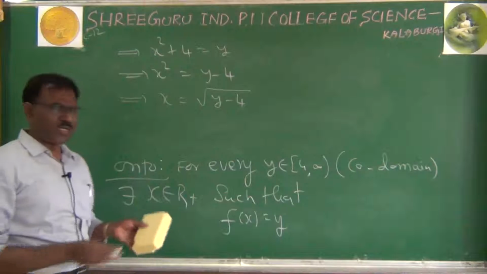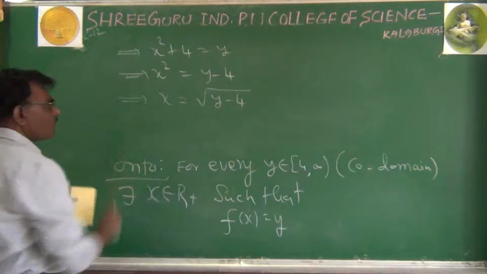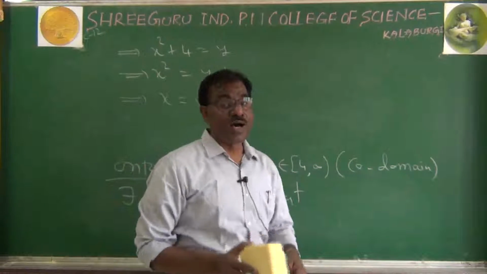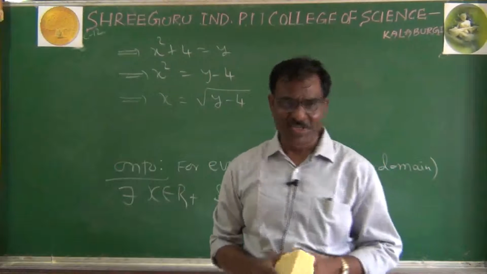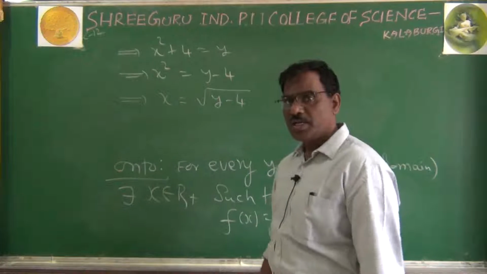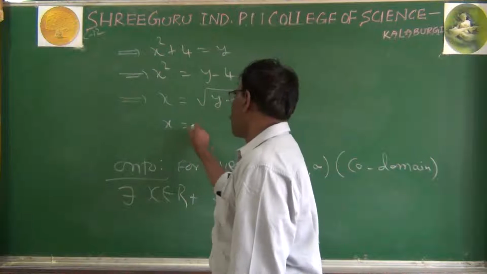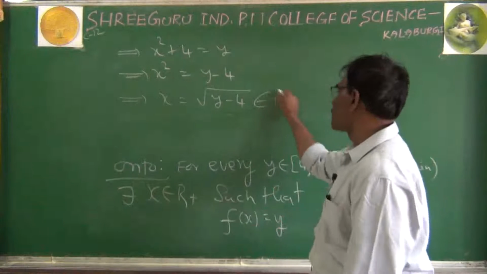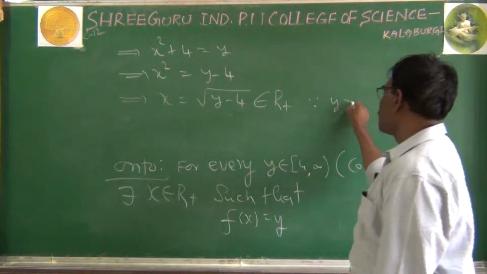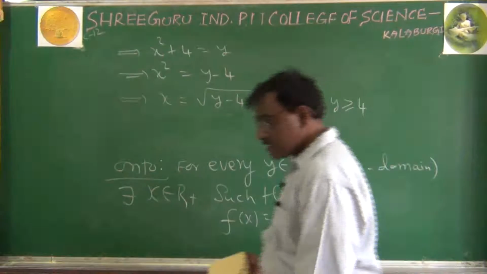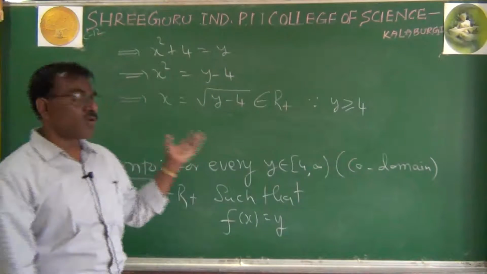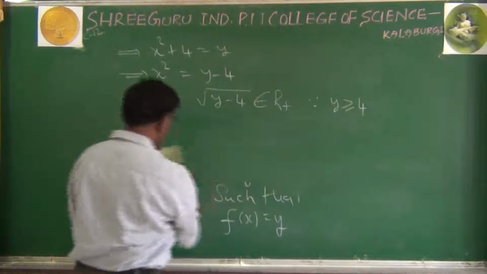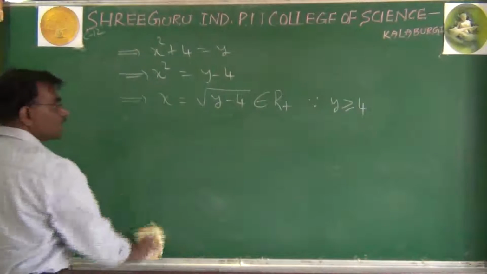It implies x equal to root of y minus 4, even with plus or minus you can write. Okay? So x equal to root of y minus 4. My question is whether it belongs to R plus or not. Yes. y should be greater than or equal to 4, so root of y minus 4 belongs to R plus. It must be positive.